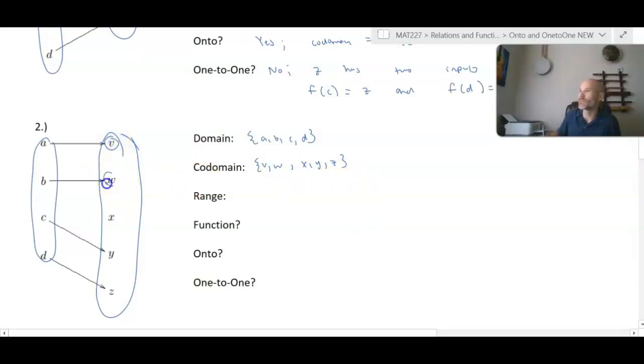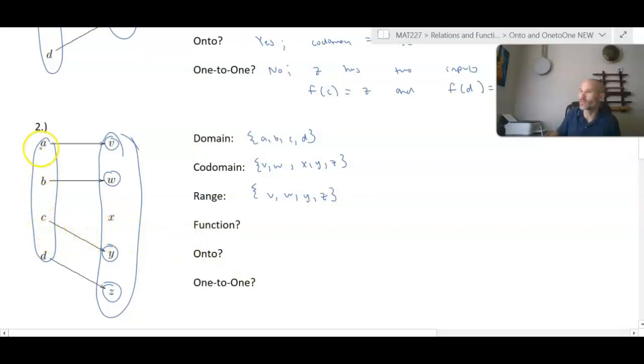Well, V is mapped to, W is mapped to, but X is not, right? There is no input that generates an output of X. There's an output Y and Z. So the range is V, W, Y, and Z.